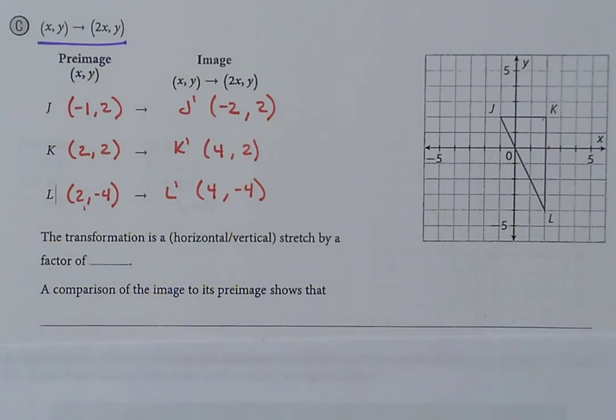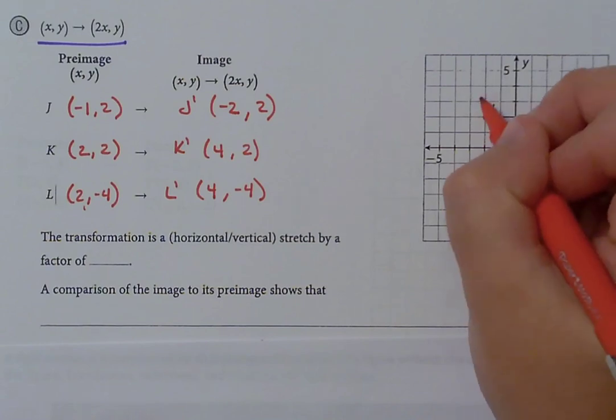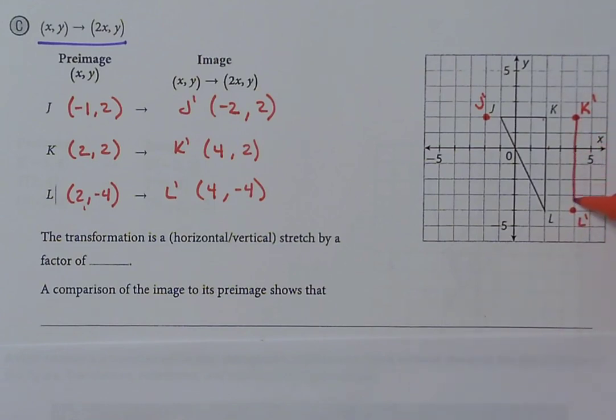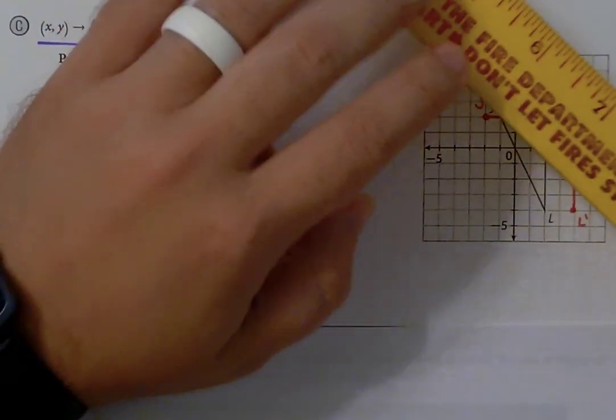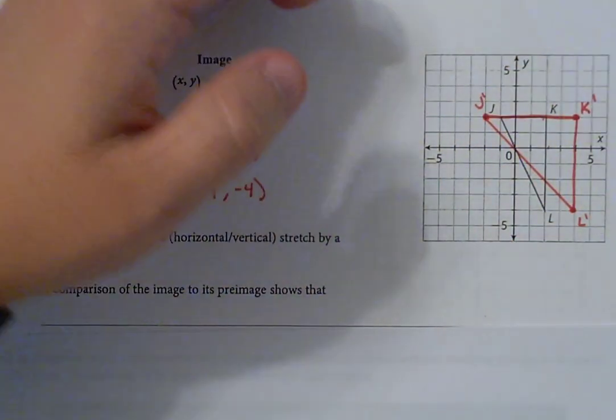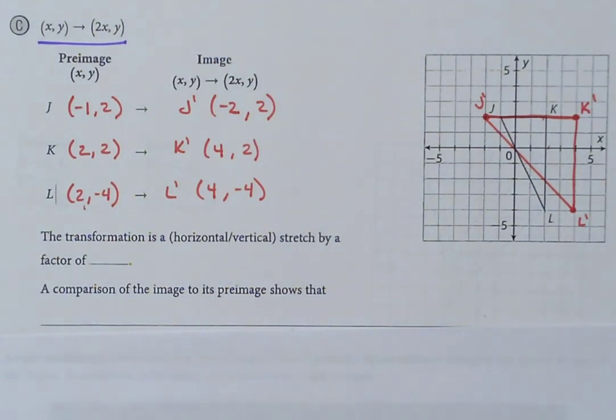Alright, so I now have my new points for my image. So we're going to go through and draw our new points. So it's -2, 2 for j prime, 4, 2 for k prime, and l prime is going to be at 4, -4. So I now have my new triangle, which is going to look like that. Alright, so that is now my image, my transformed triangle.